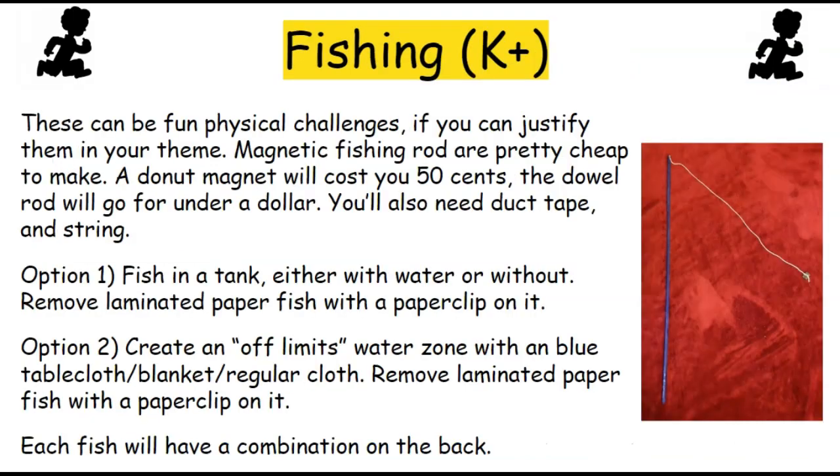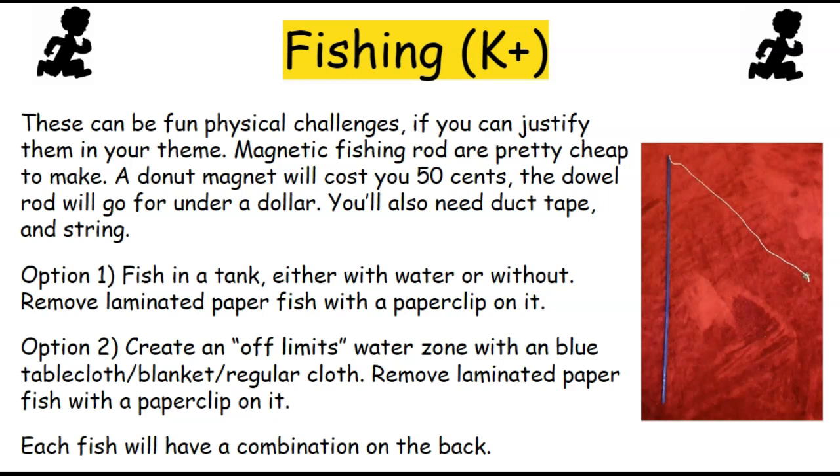Fishing is an appropriate puzzle for kindergarten and above, and these can be fun physical challenges if you can justify them in your theme. The magnetic fishing rods are pretty cheap to make. A donut magnet's going to cost you about 50 cents. A dowel rod is going to go for under $1. You're also going to need duct tape and string.